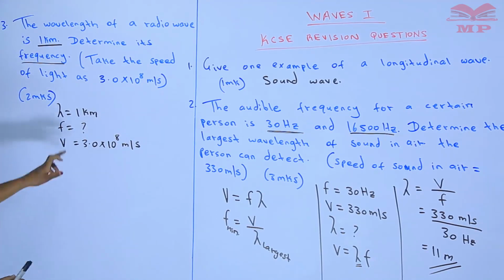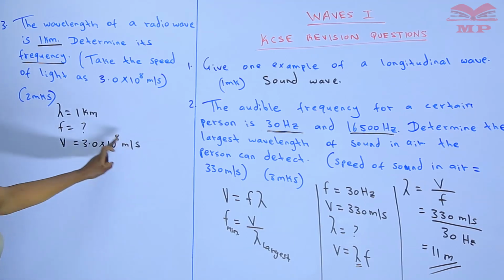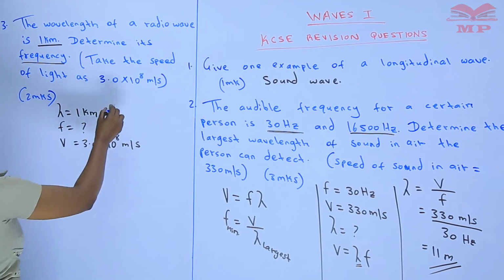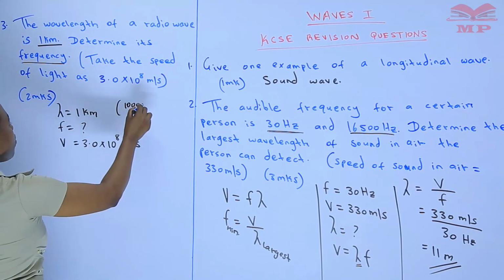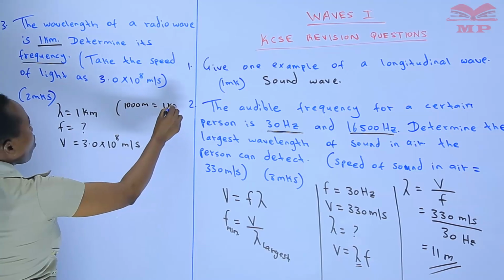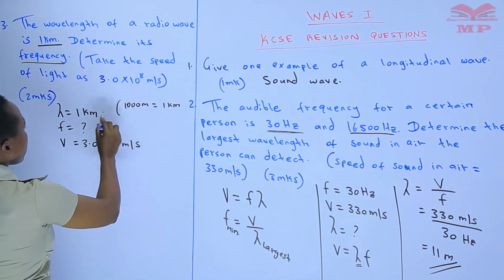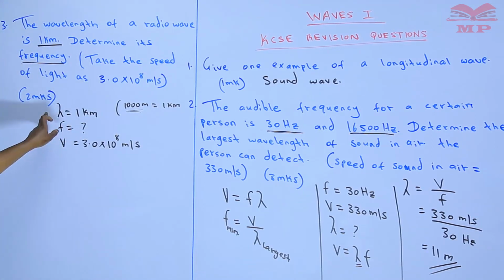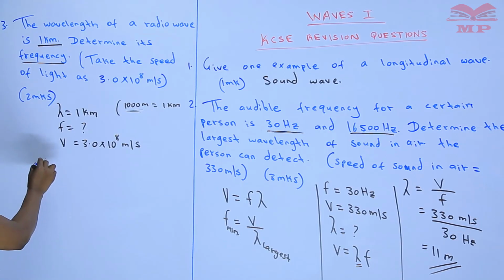Before we calculate the frequency, we can see the speed is in its SI unit, but the wavelength is not. So we need to convert kilometers into the SI unit of wavelength, which is meters. And we know very well that 1,000 meters make 1 kilometer, so it is an equivalent of 1,000 meters. So our wavelength is 1,000 meters, and therefore now we can apply the wave equation.